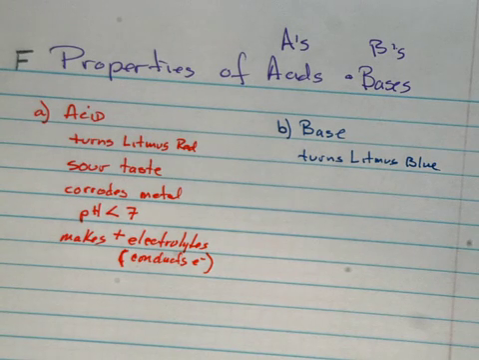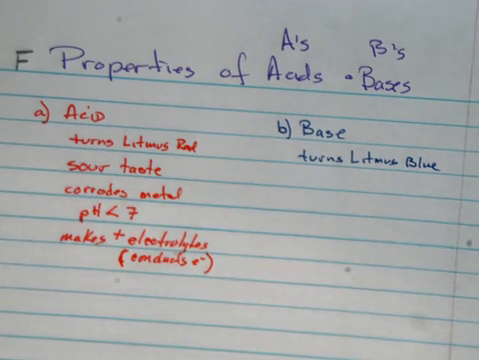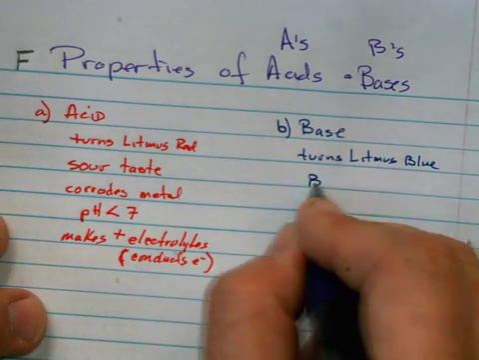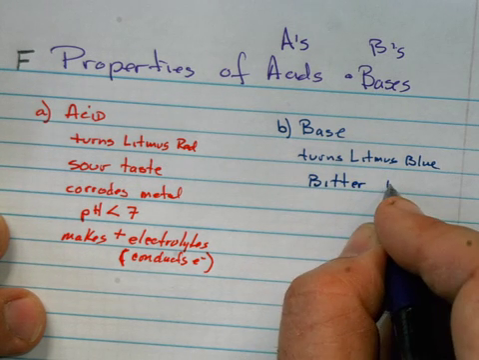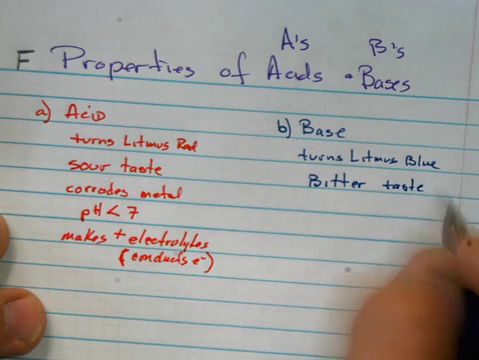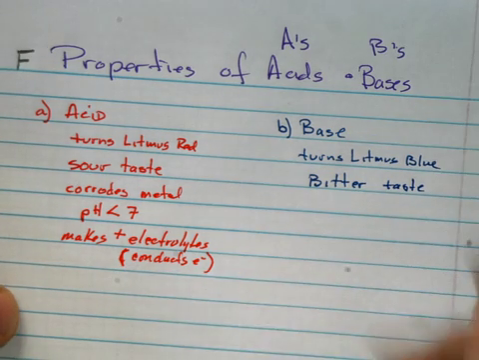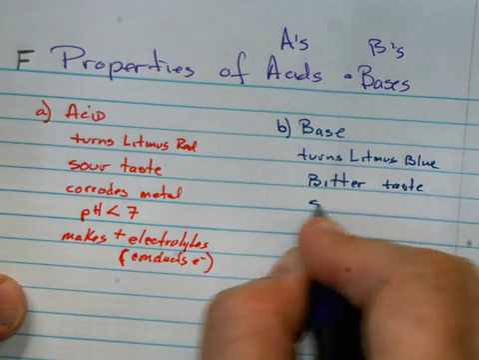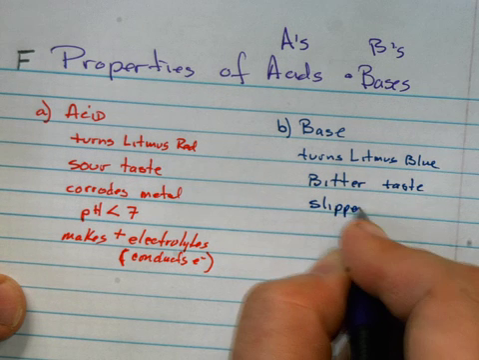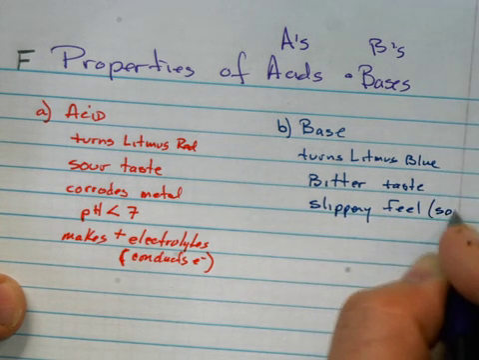So let's see. What is a property? If acids have a sour taste, what would the bases be? Okay, bitter taste. How about, they don't tend to corrode metal. Some of them do, but they're not really a big corrosive. What's another characteristic they have? Slippery. They feel slippery, or slimy, for example, soap.